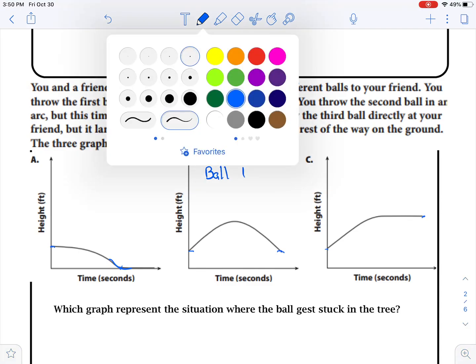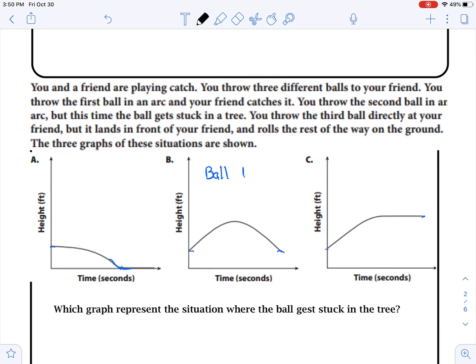Then you go to the next one. It says you throw a second ball in the air, but this time it gets caught in a tree. So we start off, we throw the ball, and then it gets caught in the tree. That means it's going to stay. It's stuck in that tree. So this would be ball two.